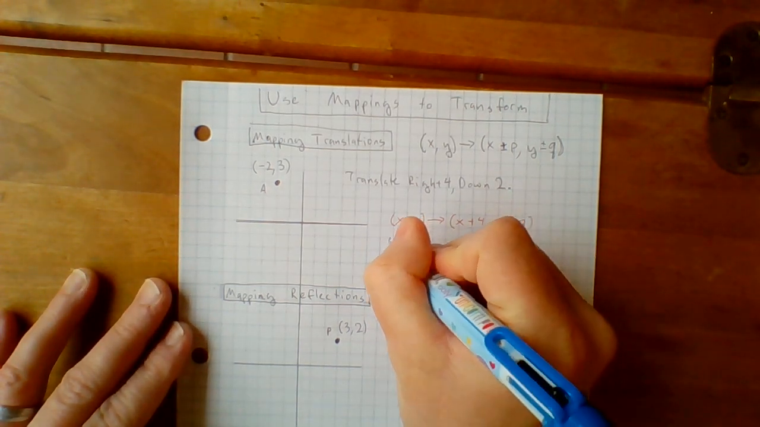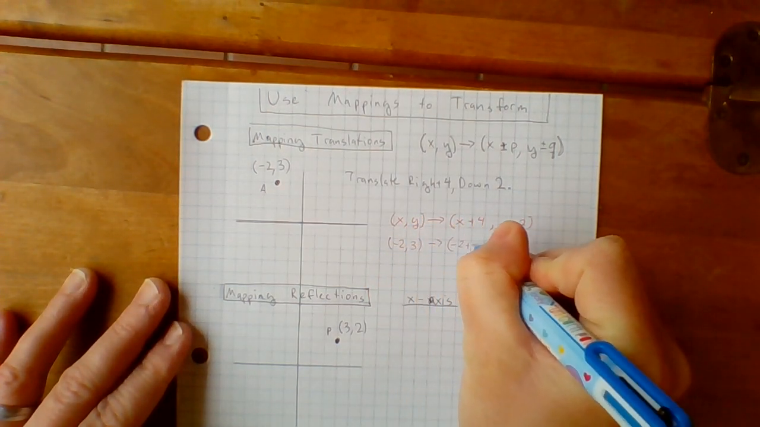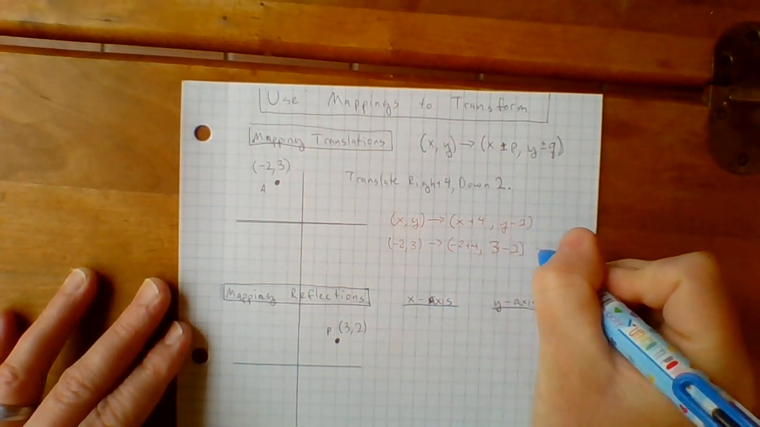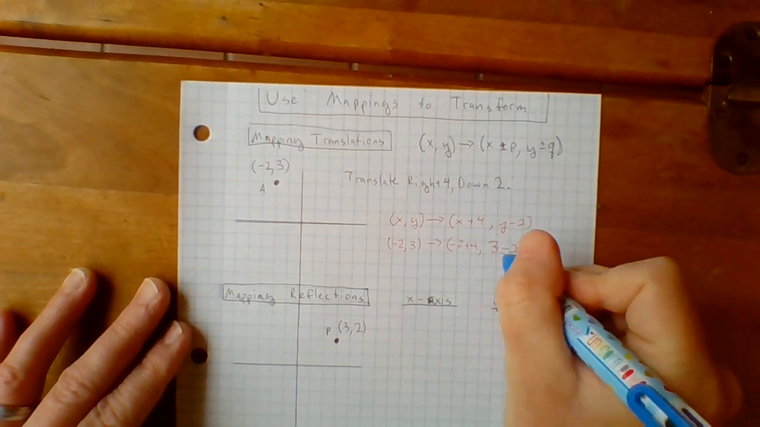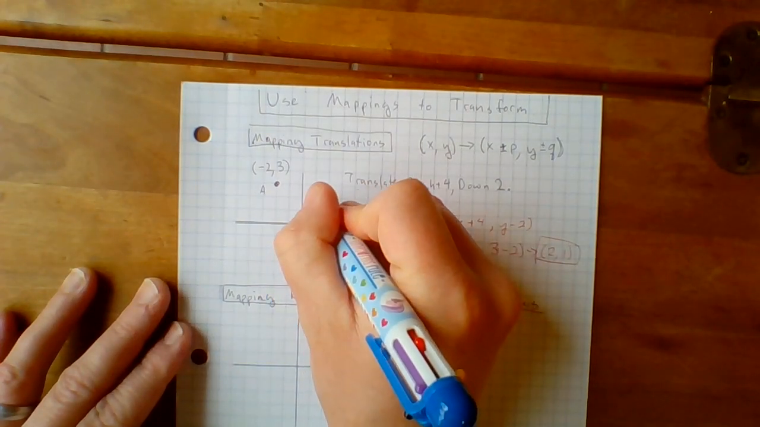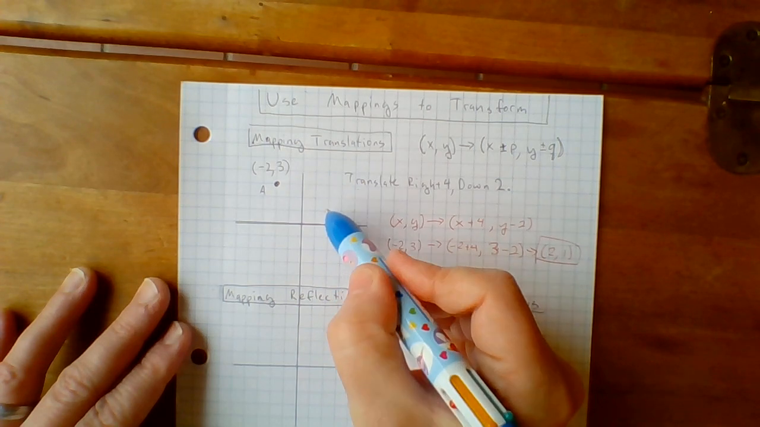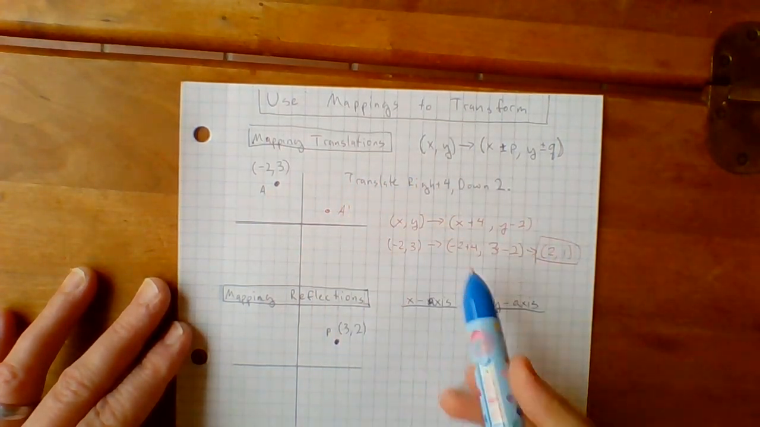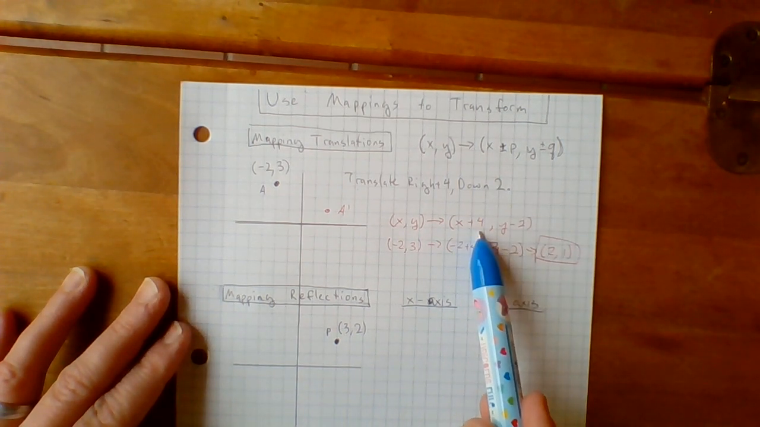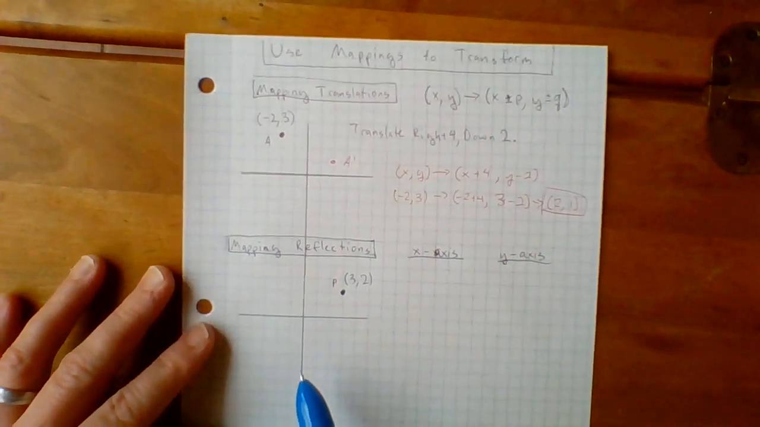So I'm going to do this with -2, 3, which would become -2 plus 4, and then 3 minus 2. And of course, -2 plus 4 is 2, and 3 minus 2 is 1, and so that's where my A prime is. It's at 2, 1. There it is. So I went right 4 and down 2, and there's A prime. So mapping a translation is very simple. You add if you're moving to the right, you subtract if you're moving to the left on x, add for up, subtract for down on y.